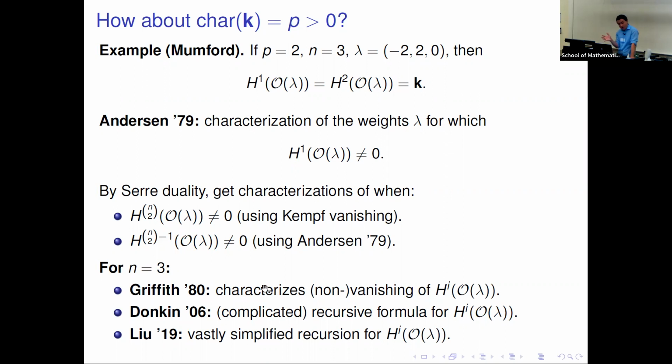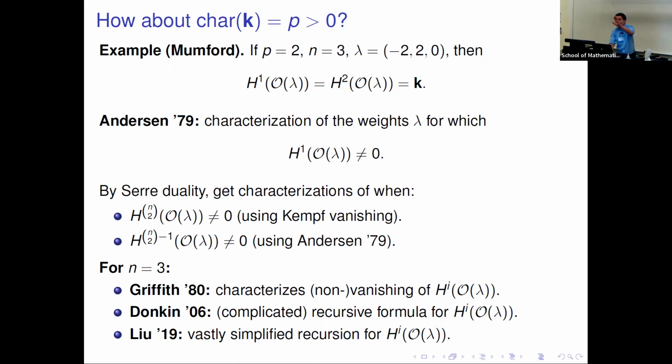And okay, so that's the vanishing problem, but you might want to understand what representations you're getting, or the characters of those representations, the symmetric polynomials that describe the cohomology. And Donkin gave a complicated recursive formula, again, for n equals 3. And Linyuan Liu, in her thesis just a few years ago, gives a vastly simplified recursion. So now I think we have a clear understanding and a very quick way of determining the characters. Of course, it's recursive, but it's a nice recursion. Okay. So maybe there are a couple more results, but that's it.